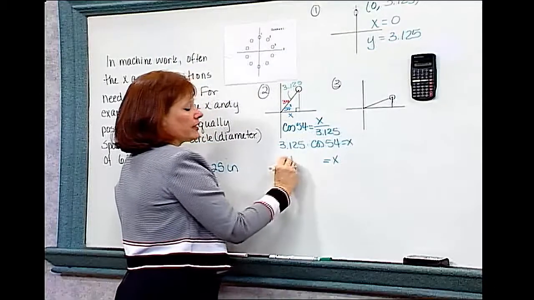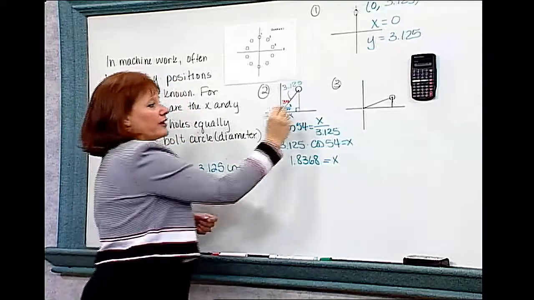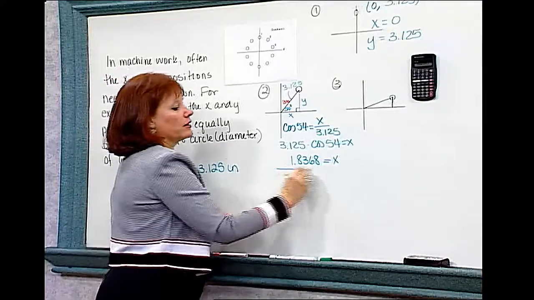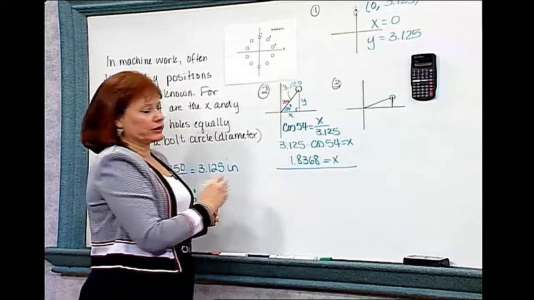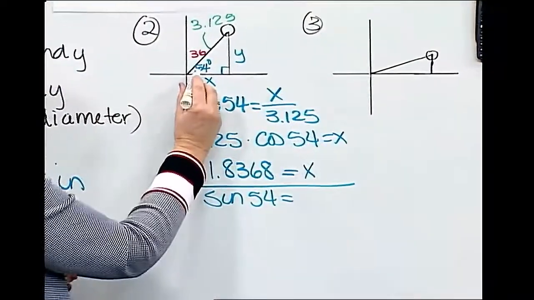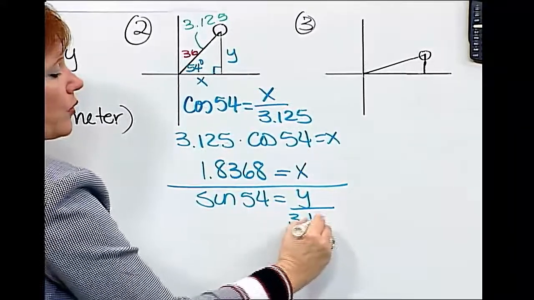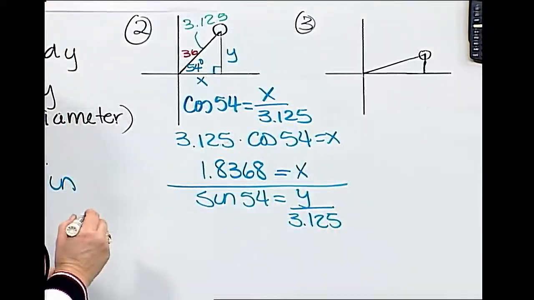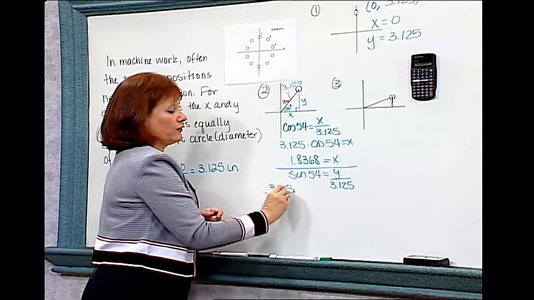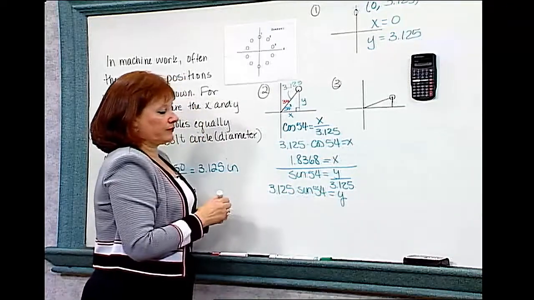So the x-coordinate is 1.8368. Now if I want to find the y-coordinate, I see that the y is opposite that 54-degree angle, so I'm going to use the sine function. I'll have the sine of 54 is equal to the side opposite 54, y, divided by the hypotenuse, 3.125. Once again, I'll cross multiply to solve this problem. So I'll have 3.125 times the sine of 54 is equal to y.